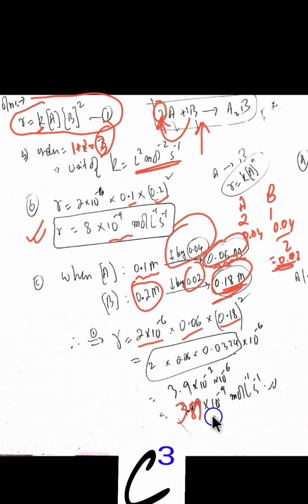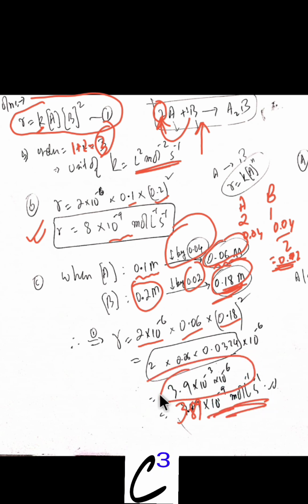3.9889 into 10 power minus 9 mole per liter per second, which is approximately equal to, you can say, 3.9 into 10 power minus 9. Okay, so this is the answer of the third question, 3.89 or 3.9 into 10 power minus 9 mole per liter per second.